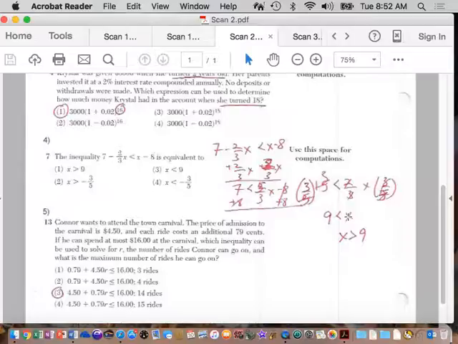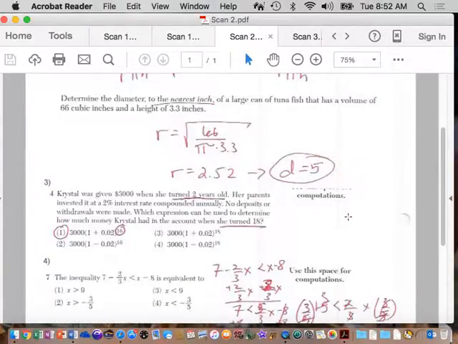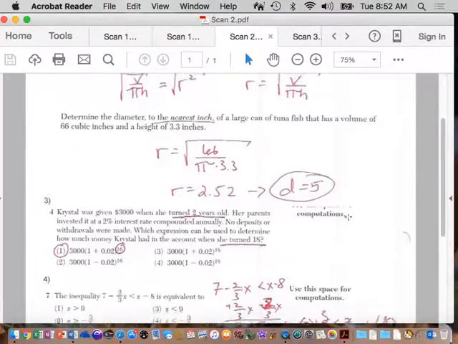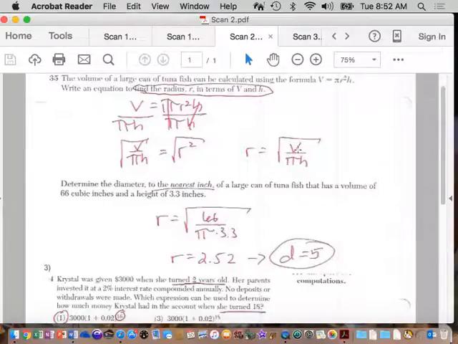How'd you do the second part of 35? Because I got the radius equals 8 inches and the diameter equals 16. Well, did you get this right? Yeah. Okay. So you plug in a 66 for the volume and a 3.3 for the diameter. Oh, you know, I know what you did.